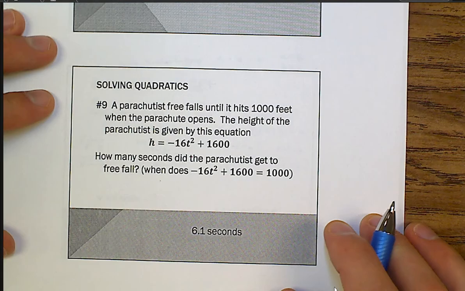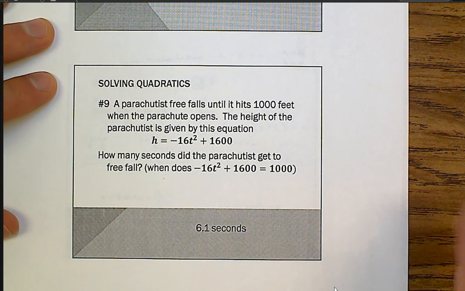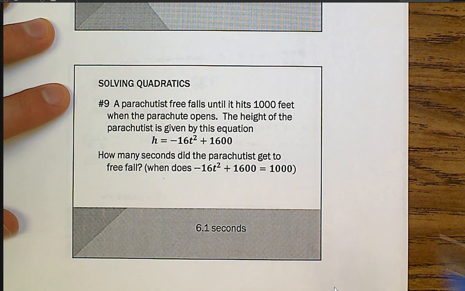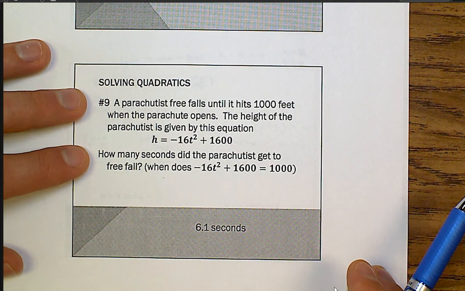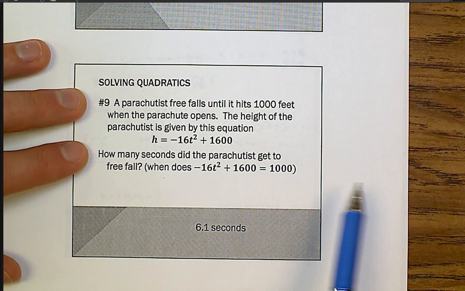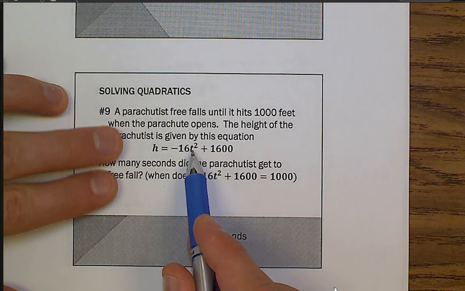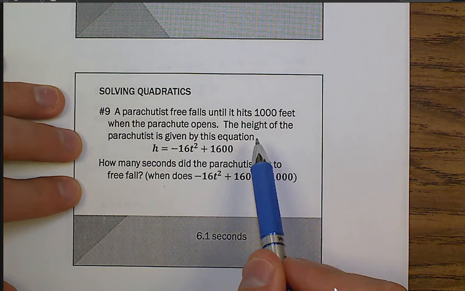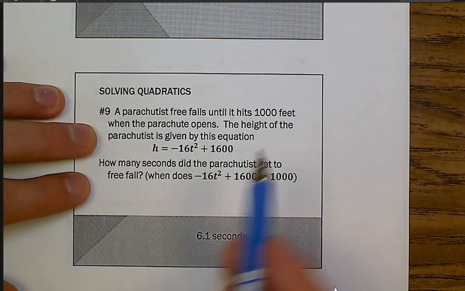Next, we've got a word problem here. Let's read it and see what we have. It says a parachutist free falls until he hits 1,000 feet when the parachute opens. The height of the parachute is given by this equation. How many seconds did the parachutist get to free fall? So what do we want to find? We want to find time. Okay? So what we want to do here is figure out, the height of the parachute is given by this equation. The parachutist free falls until he hits 1,000 feet. So how many seconds does the parachutist get to free fall?